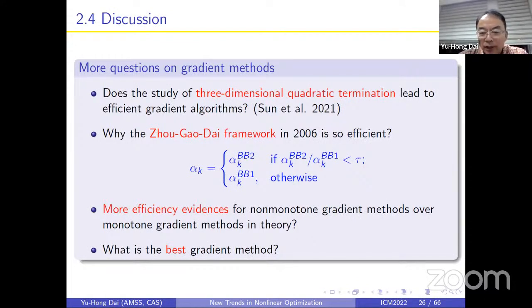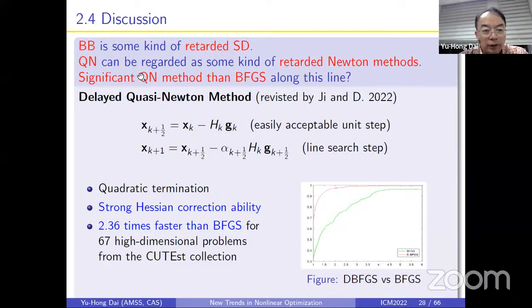Does the study of three-dimensional quadratic termination lead to efficient gradient algorithms? And we might ask why the Zhou-Gao-Dai framework performs so efficiently. And can we find more efficiency evidence for non-monotone gradient methods? And the final question is, what is the best gradient method here? We can remark that BB actually is some kind of retarded SD, and quasi-Newton can be regarded as some kind of retarded Newton method. So is there any significantly better quasi-Newton method than BFGS along this line?